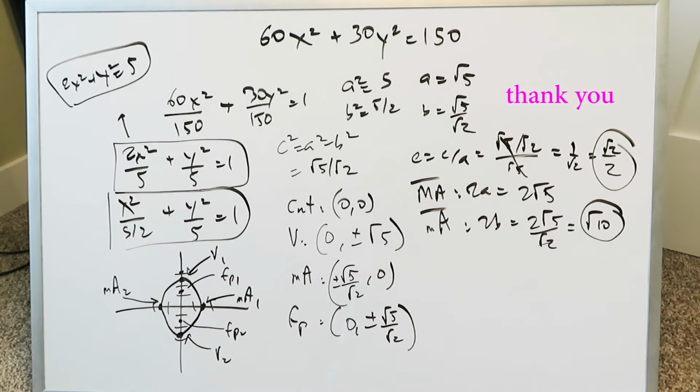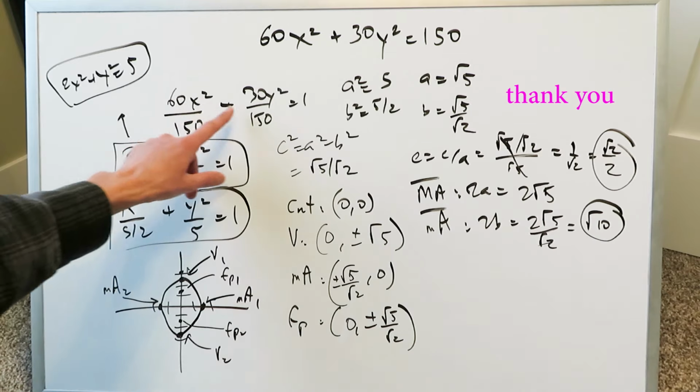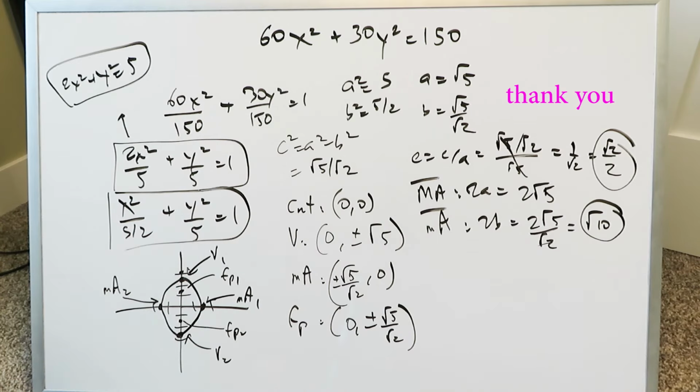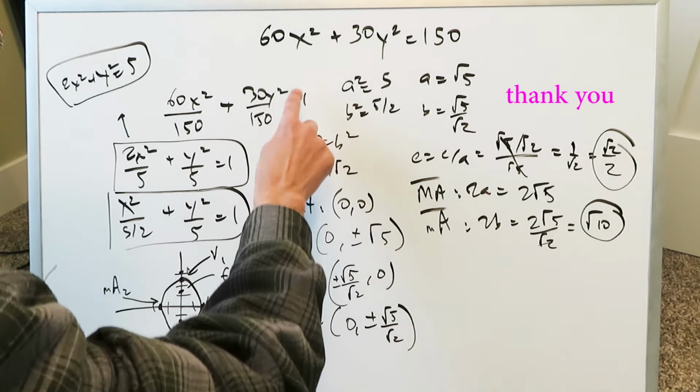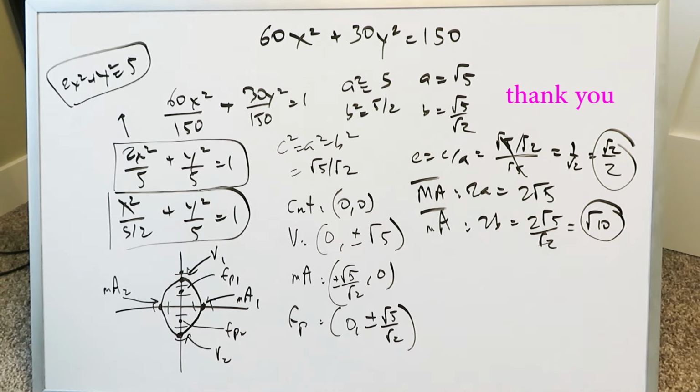And that's it for this particular video. Remember, coefficients are involved here, so it's an ellipse. If there are no coefficients and it's equal to some value here, the radius squared, then you know you're looking at a circle.